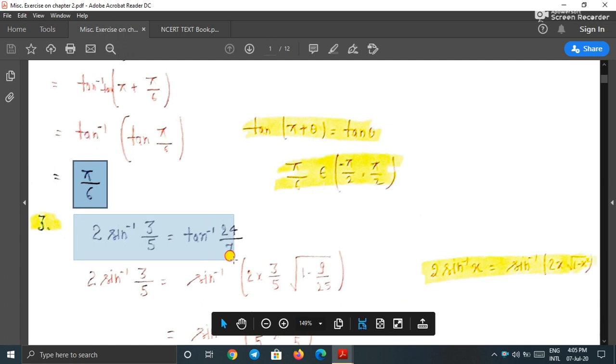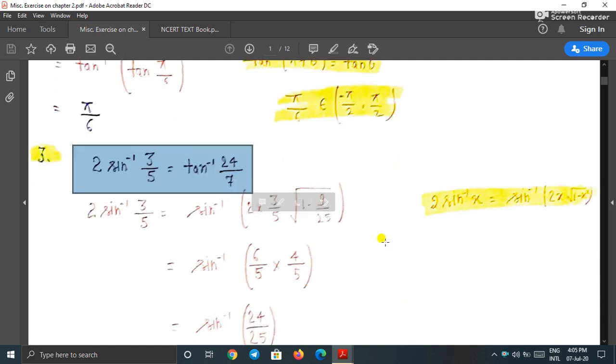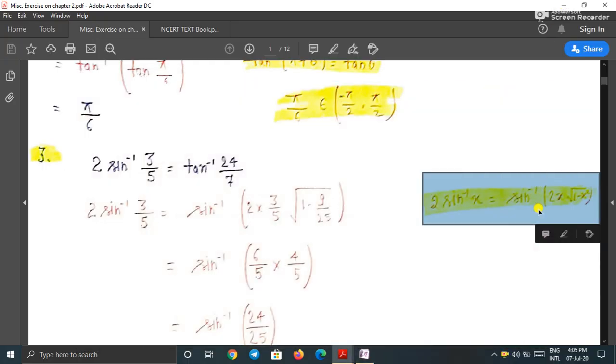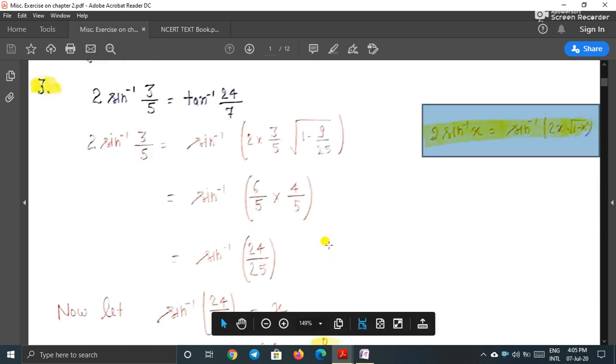Now see the next problem. We have to prove that 2 sine inverse 3 upon 5 is equal to tan inverse 24 upon 7. For proving this, let us take the LHS, 2 sine inverse 3 upon 5. Dear students, we have a property: 2 sine inverse x is equal to sine inverse of 2x times under root 1 minus x square, right? Simply put the value of x. What is the value of x? The value of x is 3 upon 5, and apply this property. Sine inverse of 2 into 3 upon 5 times square root of 1 minus 9 upon 25. You will get sine inverse 24 upon 25.